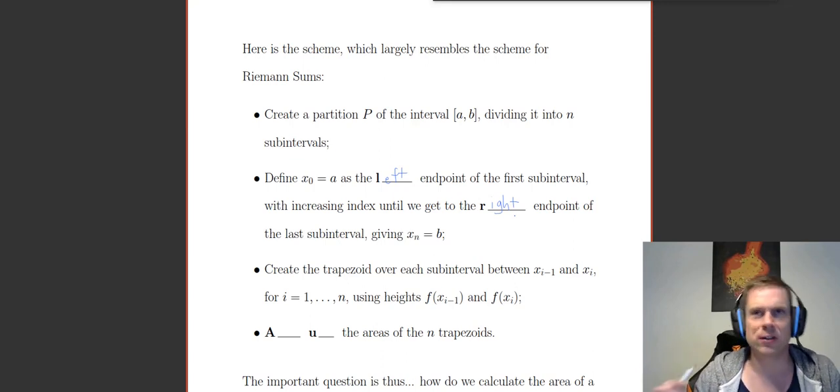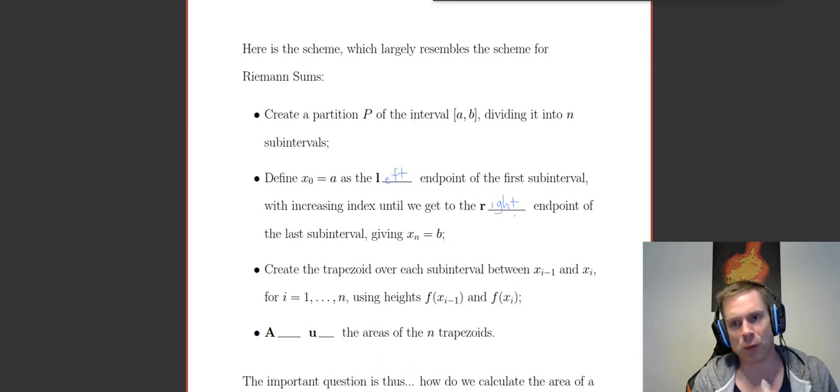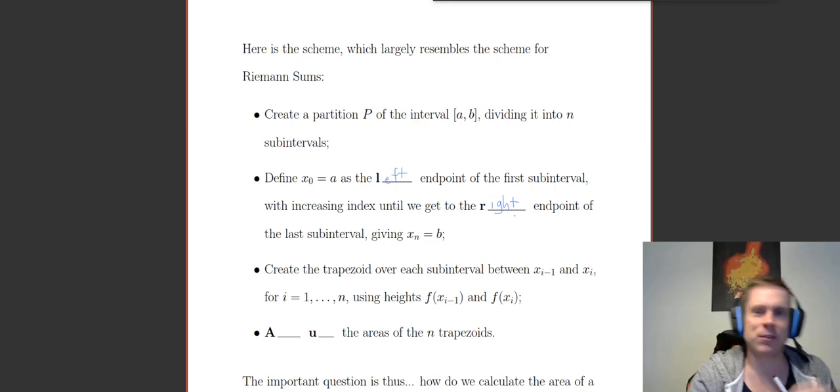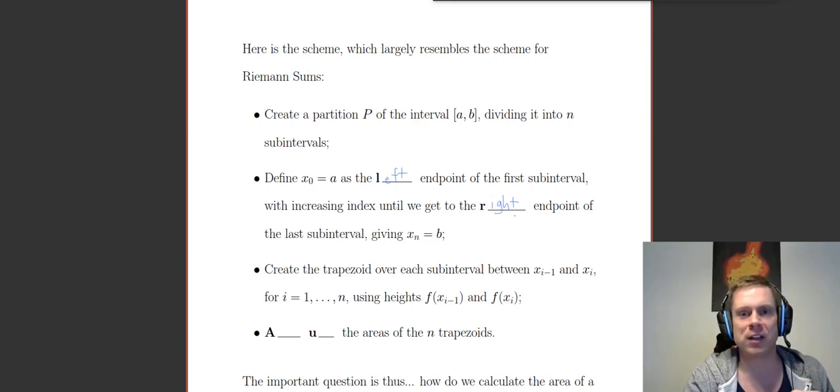Okay, so imagine x0 to x5. There would be 5 subintervals. The one between 0 and 1, the one between 1 and 2, the one between 2 and 3, and so on, until I get up to 5. That way, x0 is the left part of the domain of the integral, and xn is the right, the b.